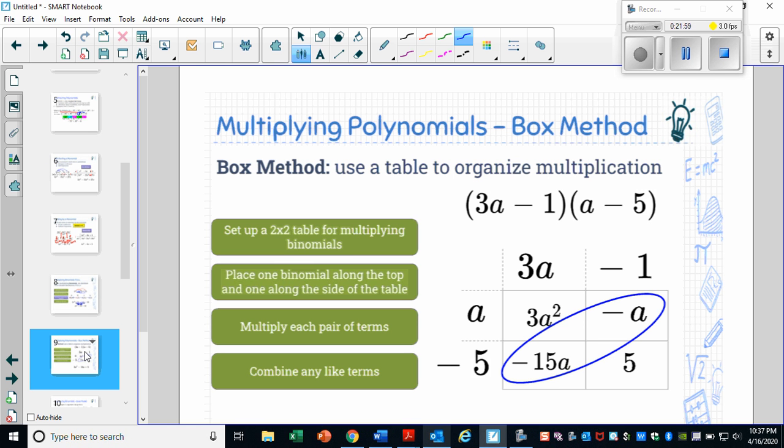Now there's also the box method. So what happens? Set up your 2x2 grid. You can take your first set of terms, in the first set of parentheses, and put them here. You could have also put them here, 3a, negative 1. You don't have to. And then you have a and negative 5. Again, highlight, we cannot forget our signs.